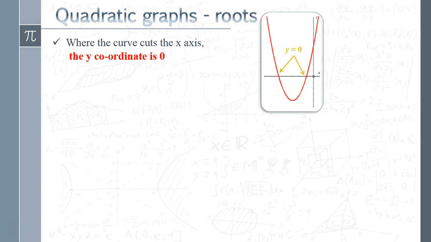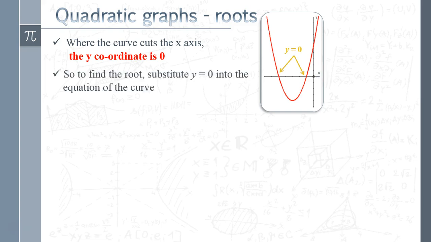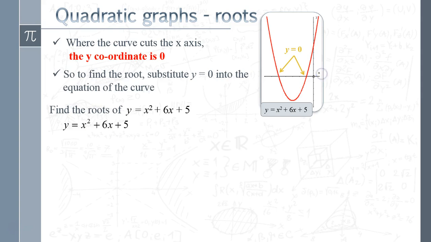Right, so we know that where a curve cuts the x-axis, the y-coordinate is 0. What that means is, if we're going to take an equation, all we've got to do is plug in y equals 0 and then solve it, and that will find us the root. So for that curve there, which is y equals x squared plus 6x plus 5, I've just got to replace the letter y with a 0. So when y equals 0, we've got that.